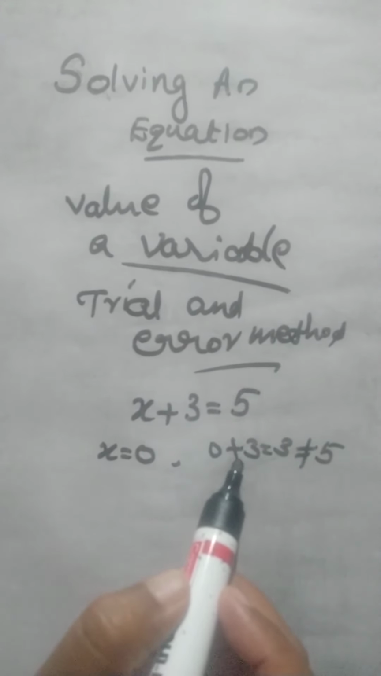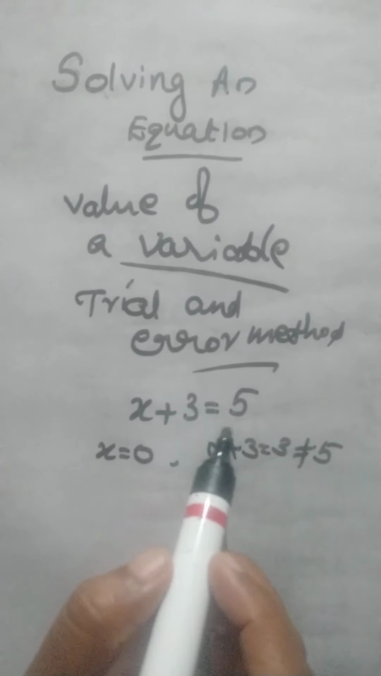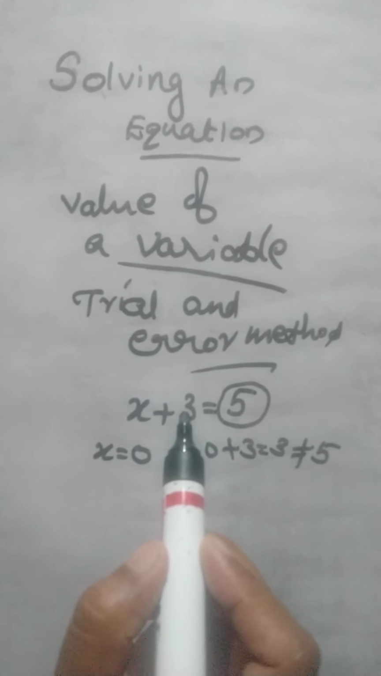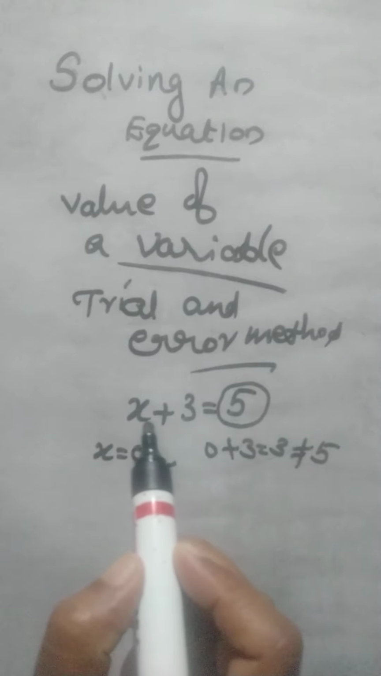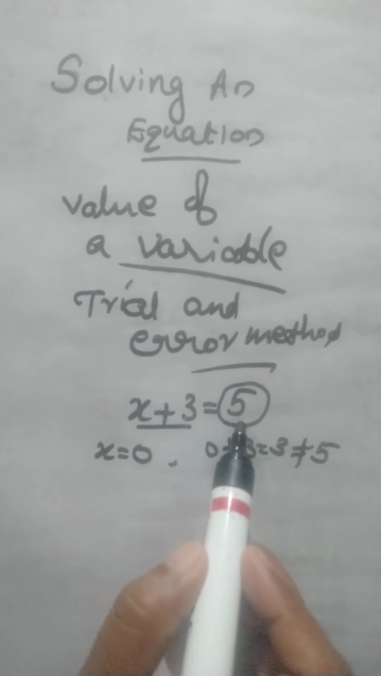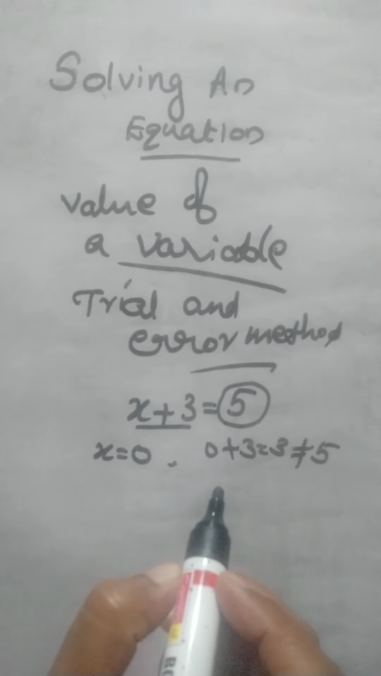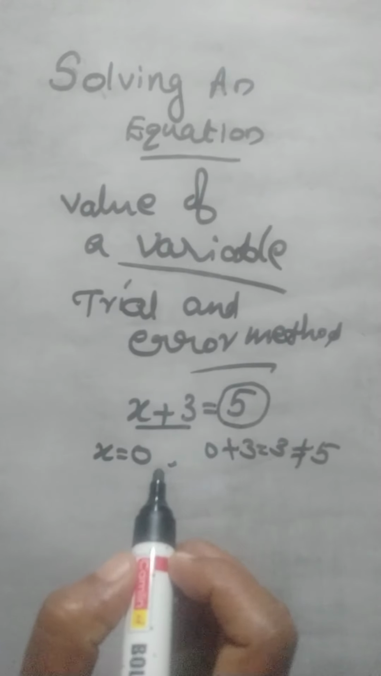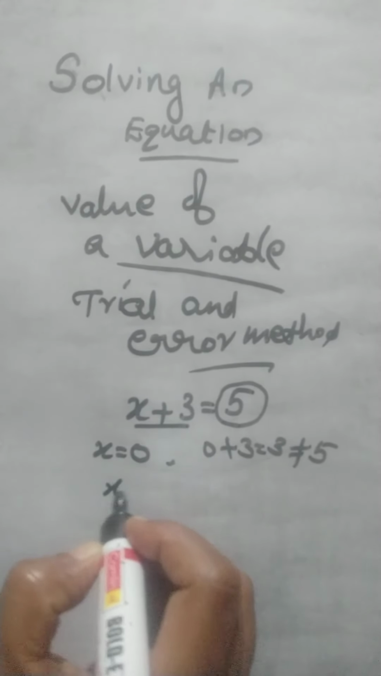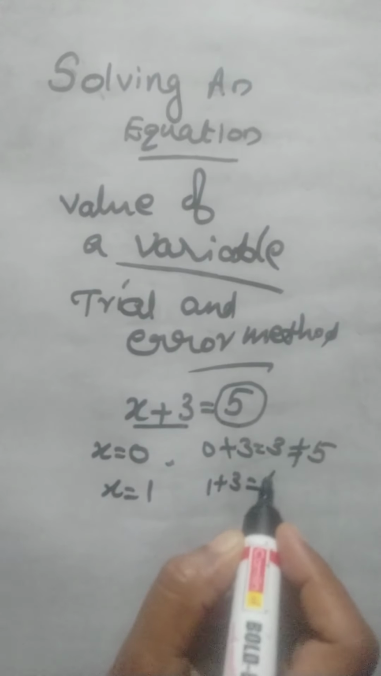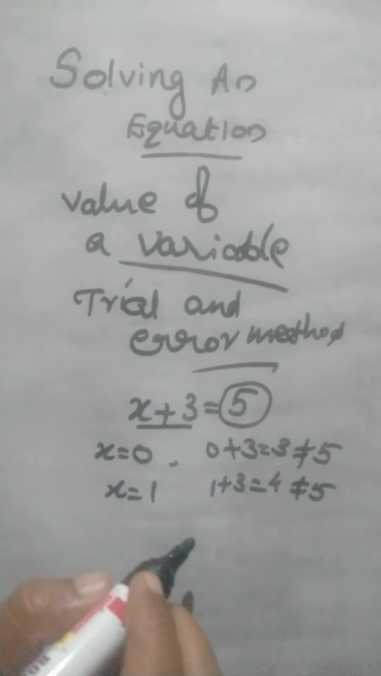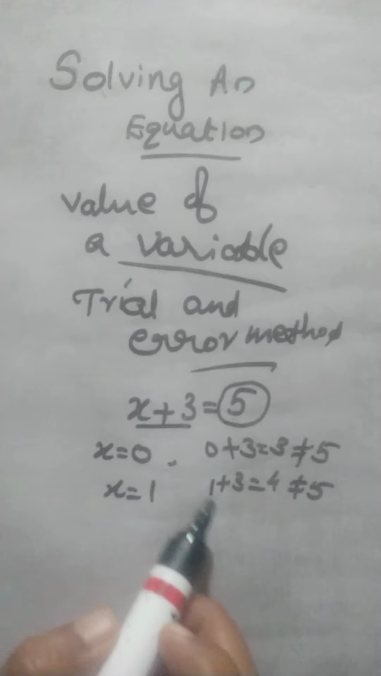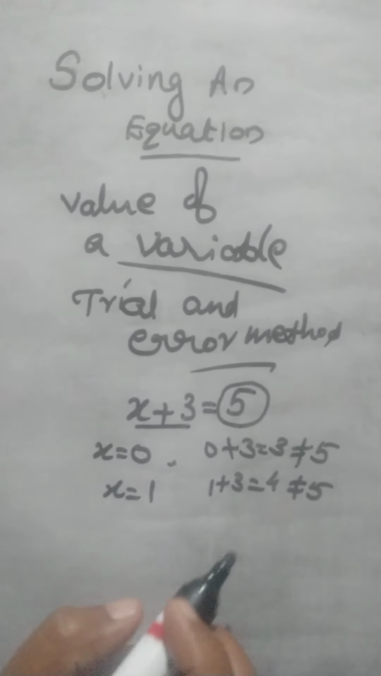When applying the trial and error method, we have to get the value on this side. Here the LHS part has the variable and the RHS part is constant. Next, when x equal to 1, 1 plus 3 is equal to 4, not equal to 5. So we can say 1 is not the root of this equation. That is, 1 is not the value of x.